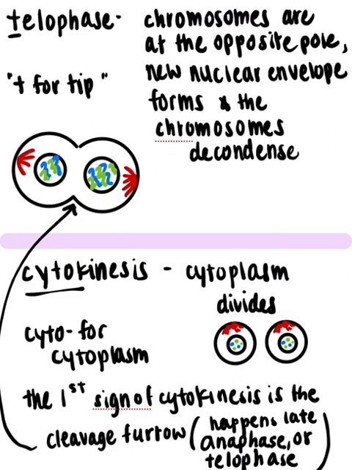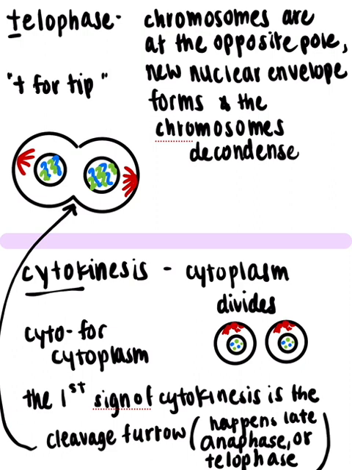Telophase, T for tip. So what do I mean by that? The chromosomes are at the opposite poles. So I like to think of the tip of the poles. It might help, maybe not, but I thought I would include it because sometimes it works for different people. And then the new nuclear envelope forms and the chromosomes decondense.